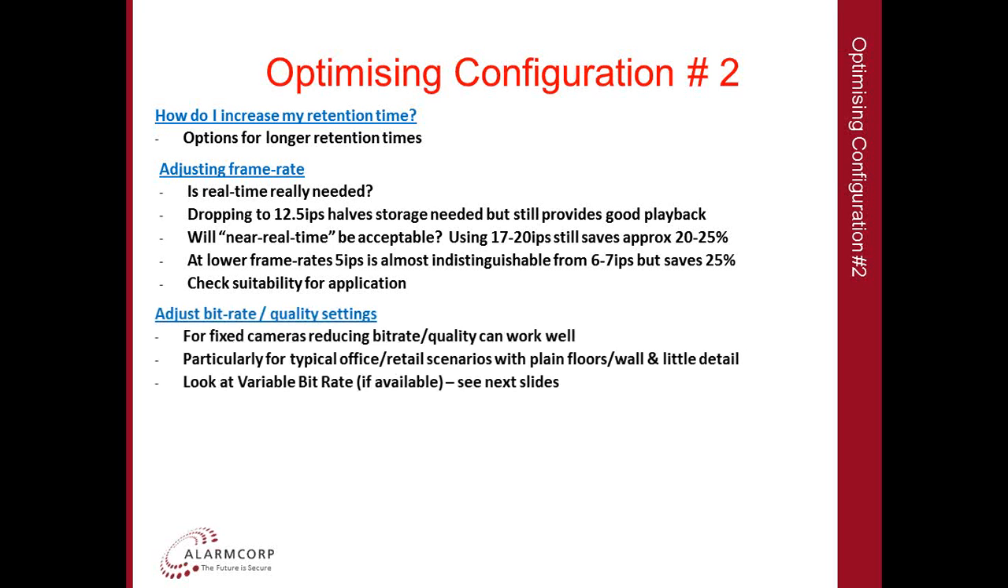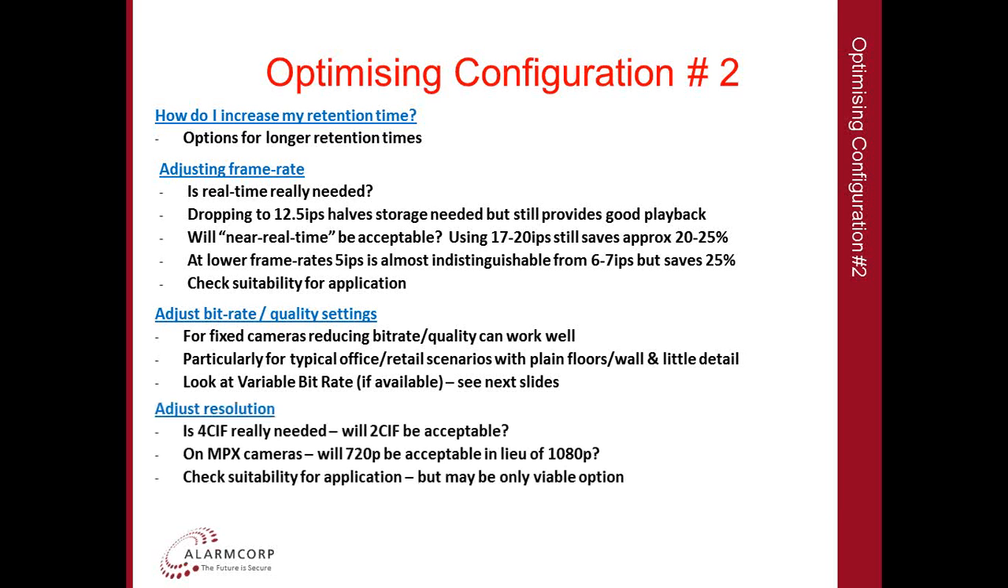Next, adjust bit rates or quality settings. For fixed cameras, reducing the bit rate or the quality can work well, particularly if this is a typical office retail scenario where we have very plain floors or very plain walls with very little detail. Next, we can look at variable bitrate if available on the system of choice. And this is discussed in the next slides.